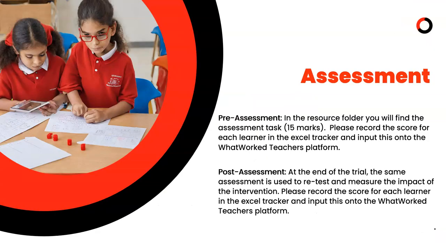So moving on to the assessment. In the resource folder, you will find the pre-assessment task, which is 15 marks. When you complete this, please record the score for each learner in the tracker and then put this into the platform. The post-assessment task is identical to the pre, except it's got a different title. All you need to do is complete that at the end of the trial with both the control and intervention, and then input your data into the platform. So this is used to retest and to measure the impact of the intervention.